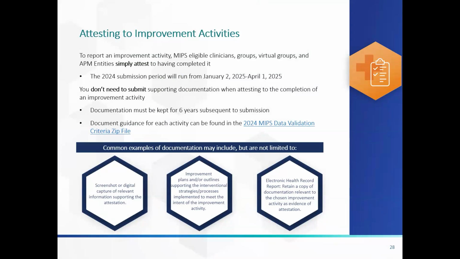Document guidance for each activity can be found on the 2024 MIPS Data Validation Criteria zip file. Examples of the kind of documentation that you should keep: screenshots or digital captures of relevant information that support the attestation, improvement plans and or outlines supporting the interventional strategies or processes that were implemented, or an EHR report that shows the chosen improvement activity as evidence of that attestation.